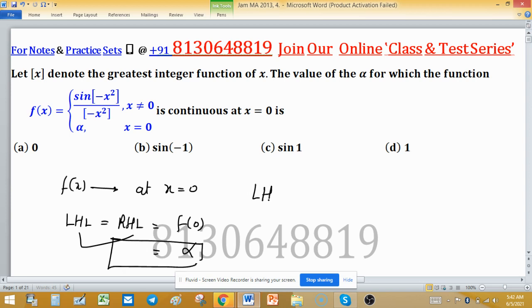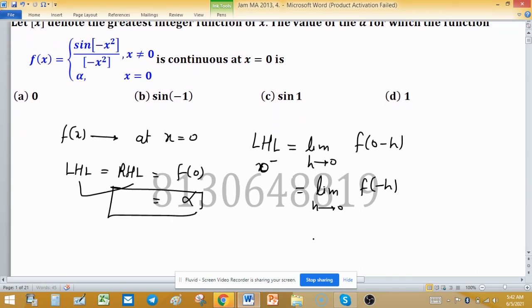So the left hand limit, LHL, at 0 negative, is the limit as h tends to 0 of f(0 minus h), which is equal to the limit as h tends to 0 of f(minus h). f(minus h) is the same as the limit as h tends to 0 of sine of [minus h square] upon minus h square, and this square bracket denotes the greatest integer function.